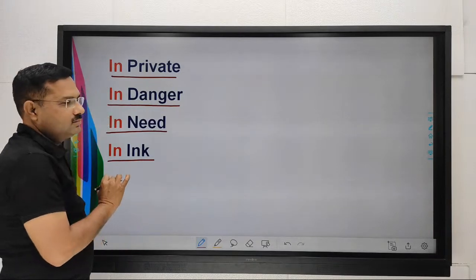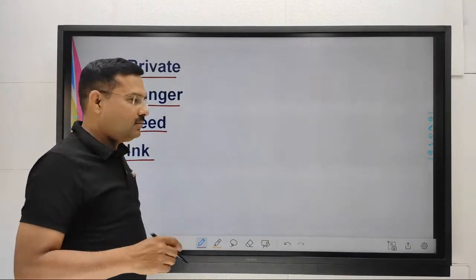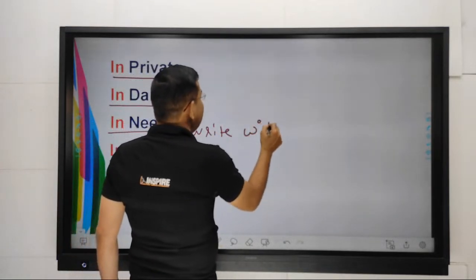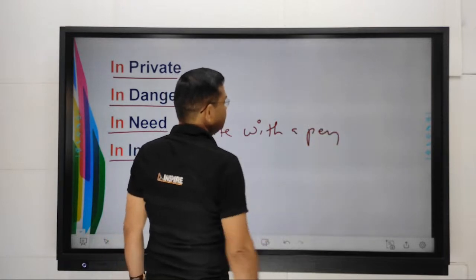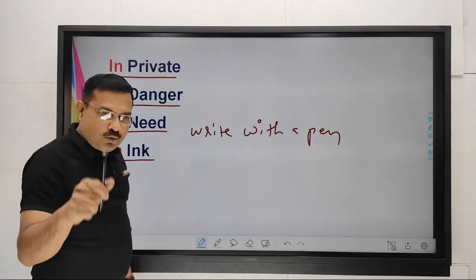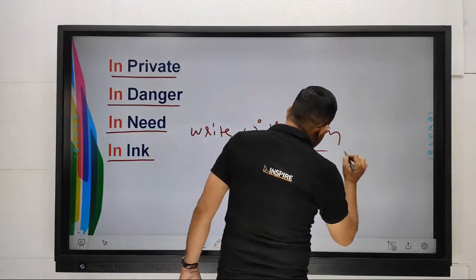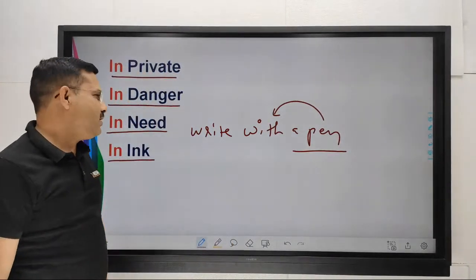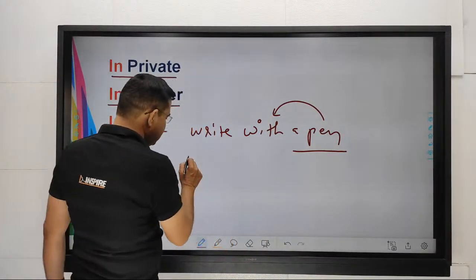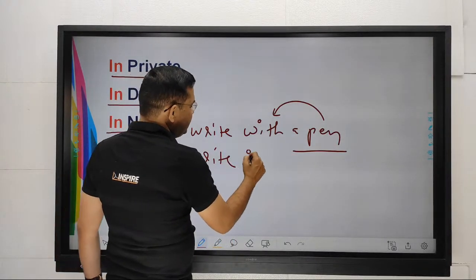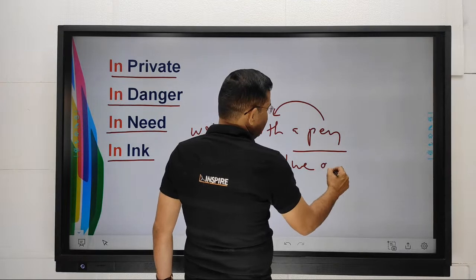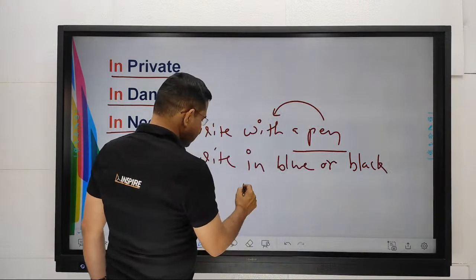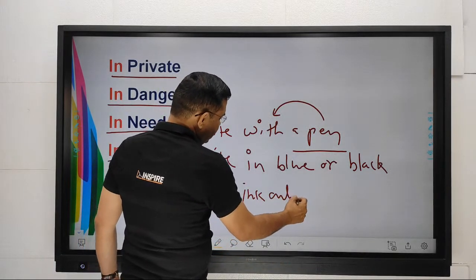Write in ink. We always say, write with a pen, because a pen is a tool, and whenever we use a tool, then we have to say with. Any tool, any weapon, any instrument, when we use them, we say with. But we always say write in blue or black ink only.